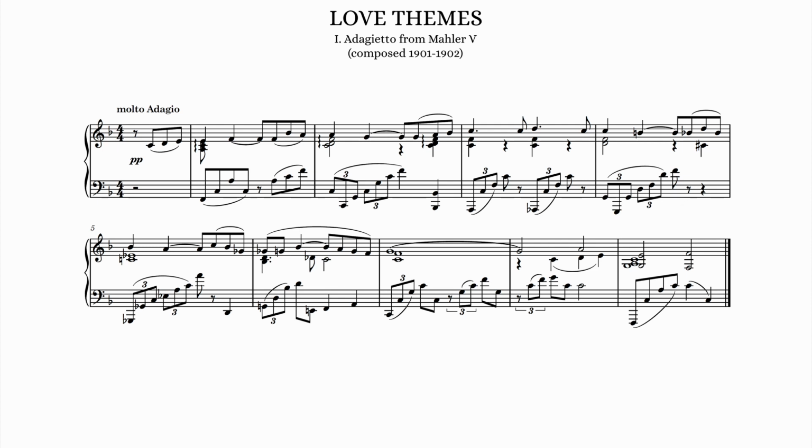I'm not going to talk about orchestration at all, as I think that there's plenty to discuss in just the notes and rhythms. But it's worth noting that this movement of the symphony was scored for just strings and harp. So let's start with a few obvious features of this music. The tempo, molto adagio, very, very slow.